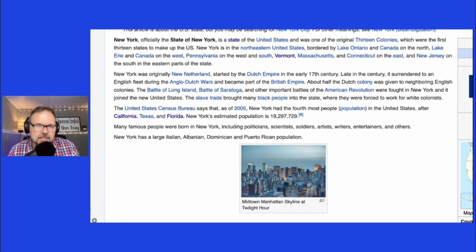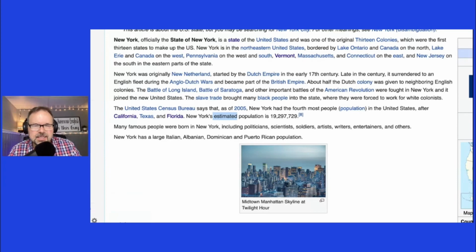The United States Census Bureau says that as of 2005, New York had the fourth most people or population in the United States after California, Texas, and Florida. New York's estimated population is 19,297,729. Let's take a look at that word estimated. So we don't have an exact number. We don't have a precise number. An estimate is another way to say a really good guess.